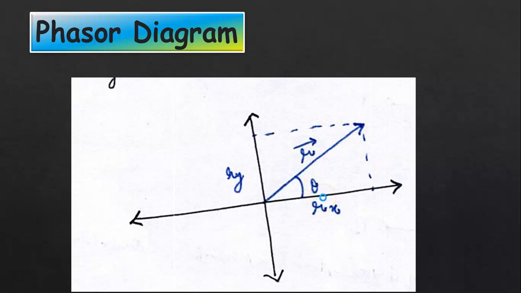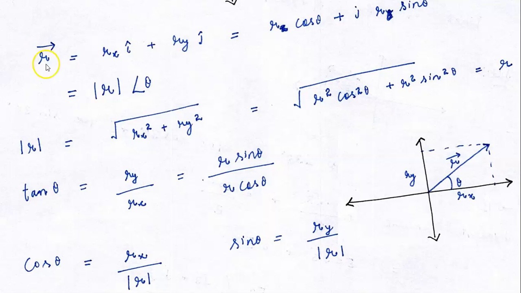Mathematically, it is given by vector r equal to rx i cap plus ry j cap, where rx is equal to r cos theta and ry is equal to r sin theta. So it is equal to r cos theta i cap plus r sin theta j cap. It can also be written as mod of r at an angle theta. This is the basic concept. Now we can play around with it in mathematics as the situation demands. We will see in numericals.